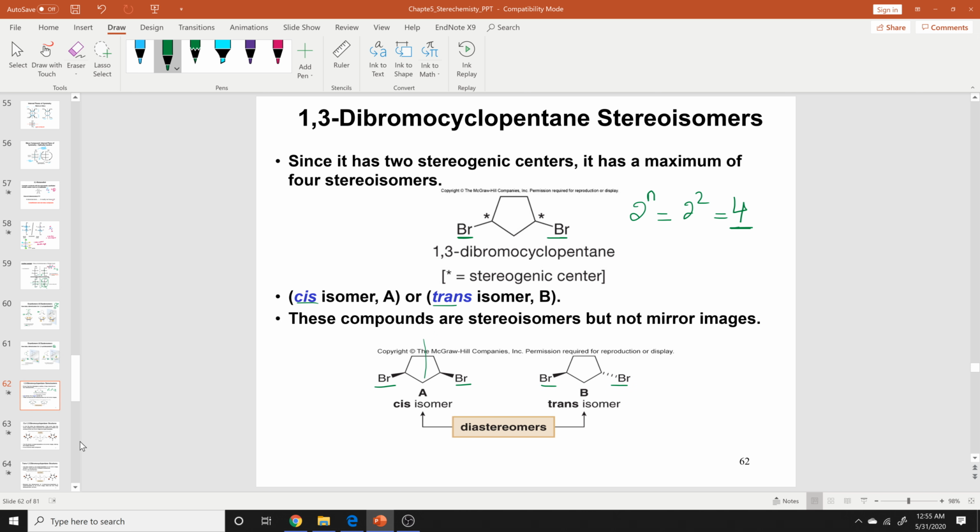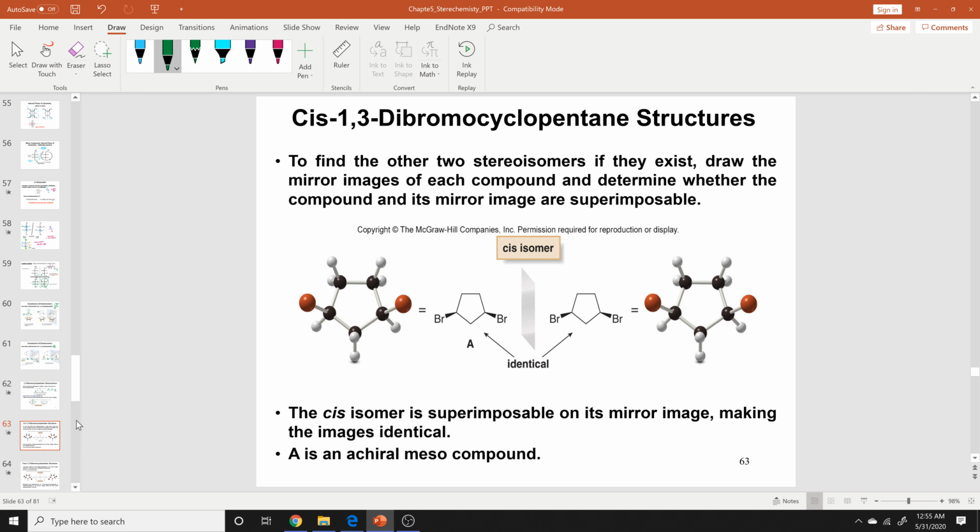Notice the cis here, I can draw a plane of symmetry. So the cis will exist as a meso compound. On the other hand, the trans, I cannot draw a plane of symmetry because the bromines are in opposite planes. So that guy over here will have a mirror image. So we're starting with the cis. The cis can have a mirror or a plane of symmetry passing through this carbon.